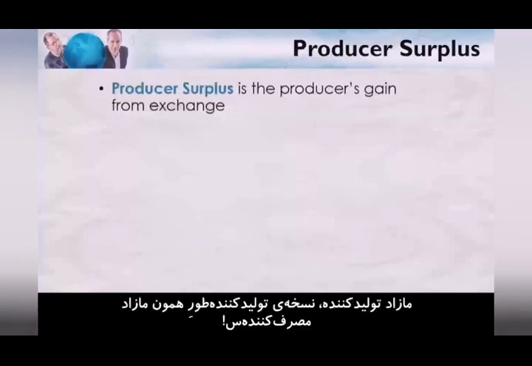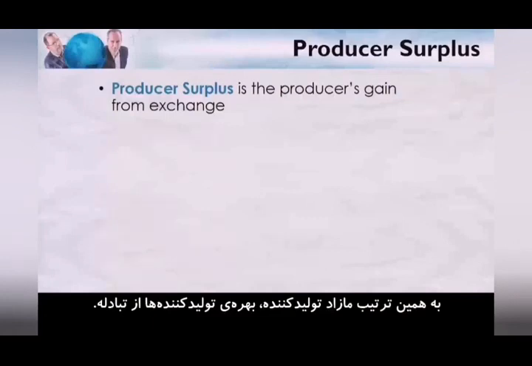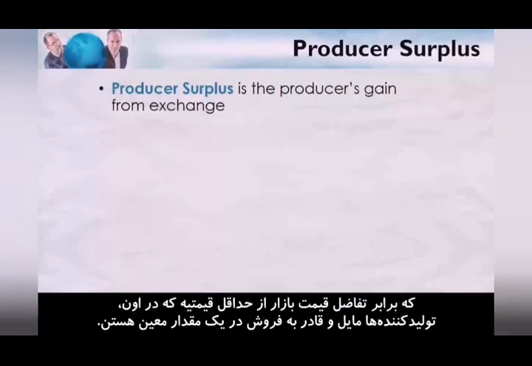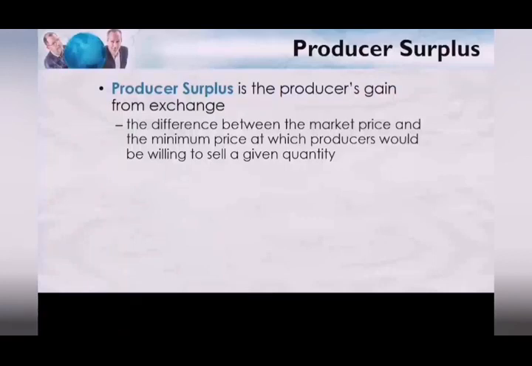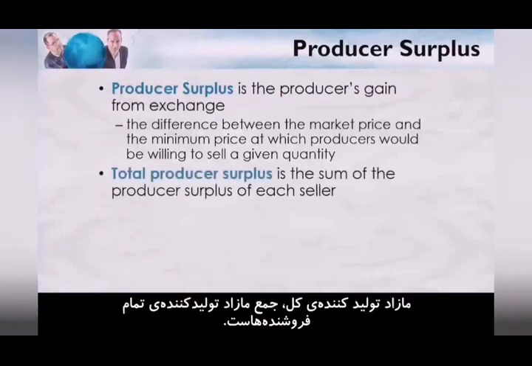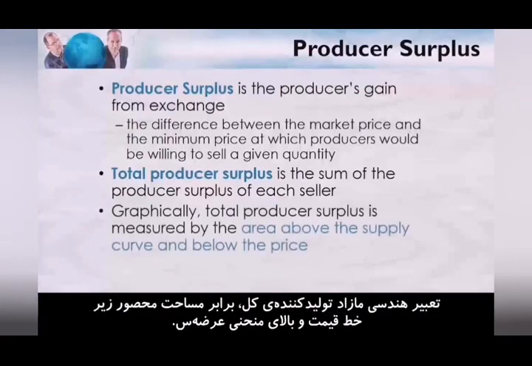Producer surplus is just the producer's version of consumer surplus. Remember, consumer surplus is the consumer's gain from exchange. So producer surplus is the producer's gain from exchange. It's the difference between the market price and the minimum price at which producers would be willing to sell a given quantity. Total producer surplus is the sum of the producer surplus of each seller. And as I'll show you in a minute, what this means graphically is that total producer surplus is measured by the area above the supply curve and below the price.